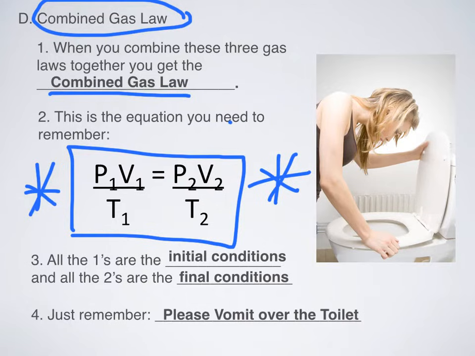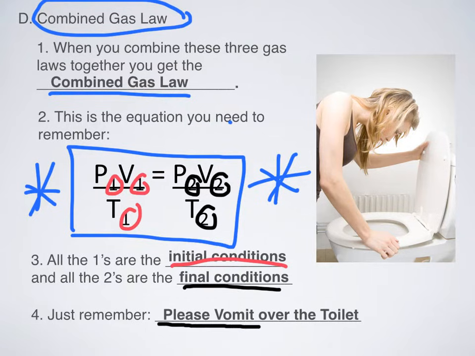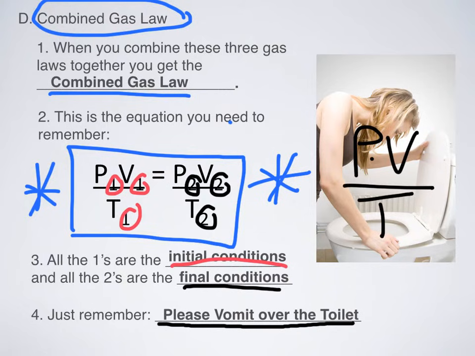So P1 times V1 over T1 equals P2 times V2 over T2. All right, now all the ones that you see, all of these little guys right here, those refer to the initial conditions, so what we are starting with. The 2's, though, those are our final conditions. And if you ever forget, the way that I always remember this, and it's a life lesson, is: please vomit over the toilet. That's the way that I always remember PV over T. So PV over T, please vomit over the toilet.